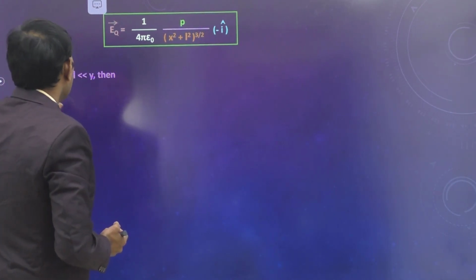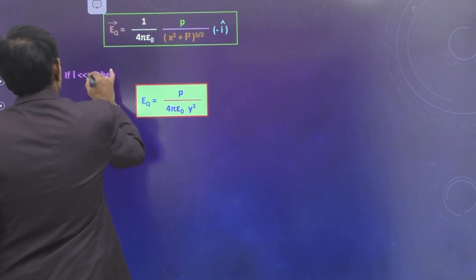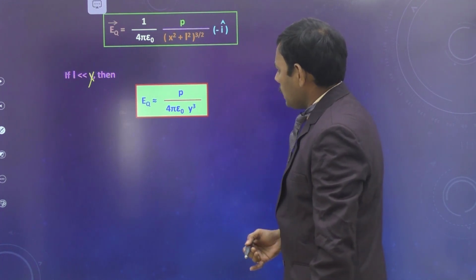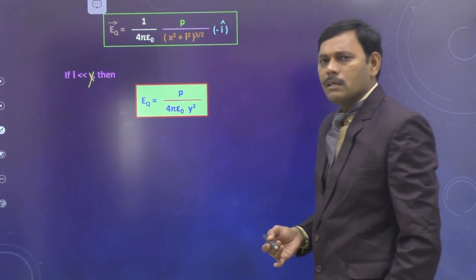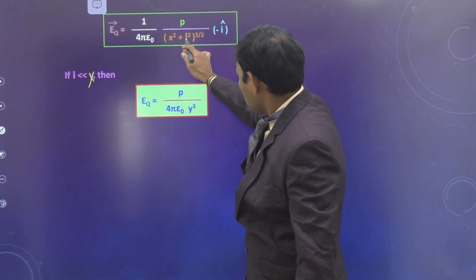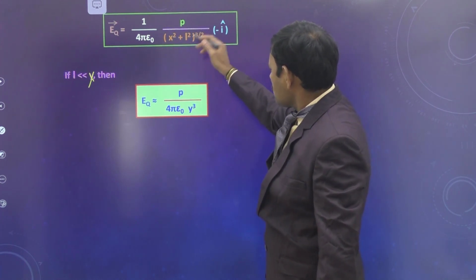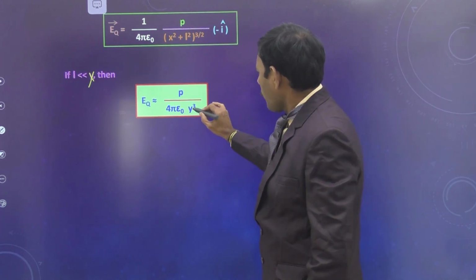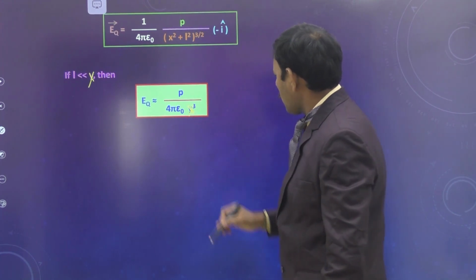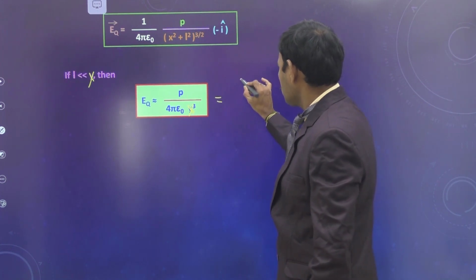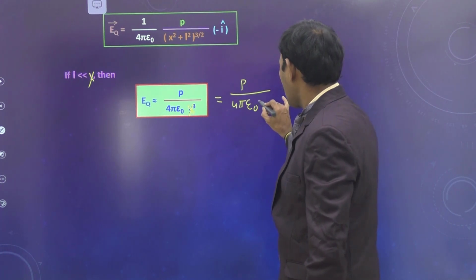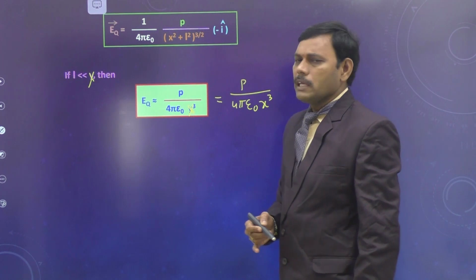As usual, if L, which is half of the dipole length, is very much less than x, the distance at which you are finding the electric field, then (x square plus L square) whole power 3 by 2 is approximately x cube. So ultimately the expression is 1 by 4 pi epsilon naught, P by x cube. Once again I am writing here, P by 4 pi epsilon naught x cube is the equatorial value.